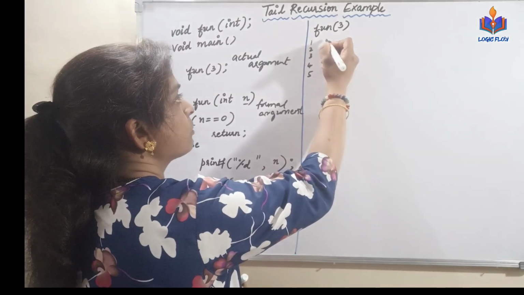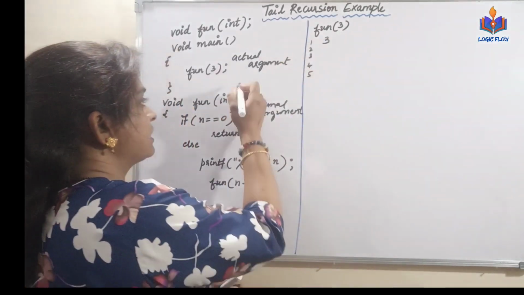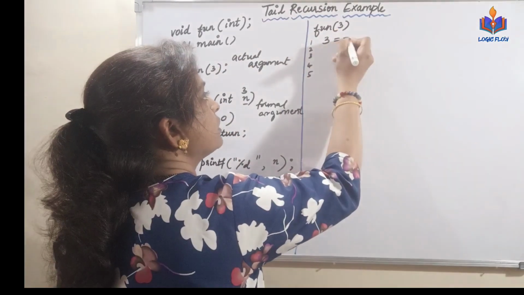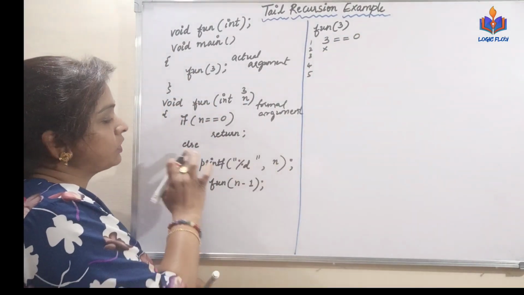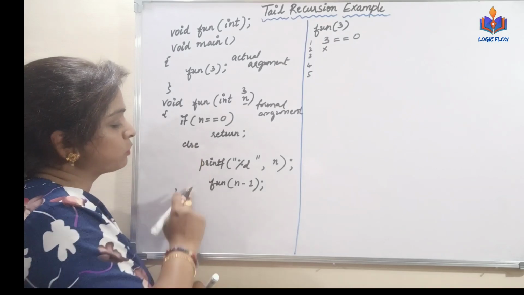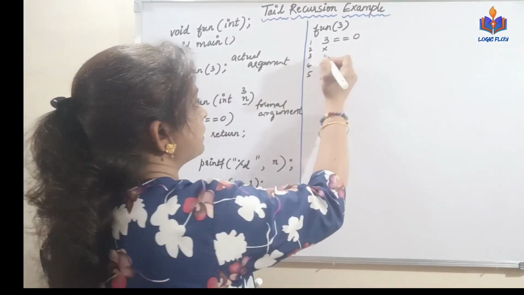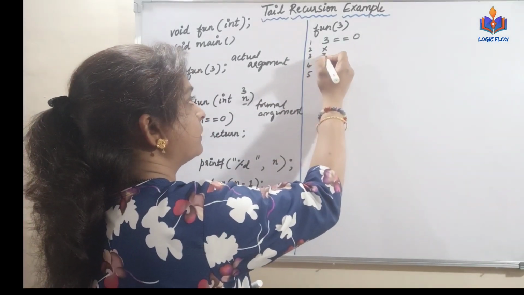So I just check n equal to 0. n is 3. This n is receiving 3. Is 3 equal to 0? No. The condition is not satisfied, so the return statement will not be executed. I'll come to the else part. In the else part we have two statements for execution. I need to print the value of n, so I need to print 3.